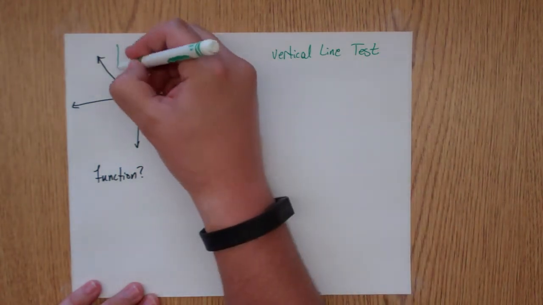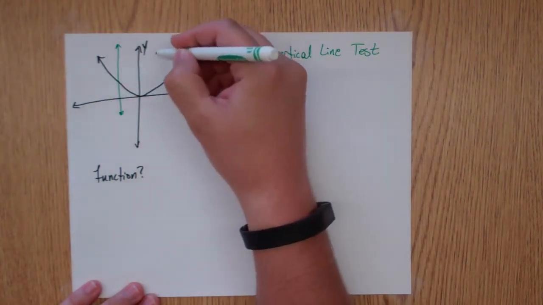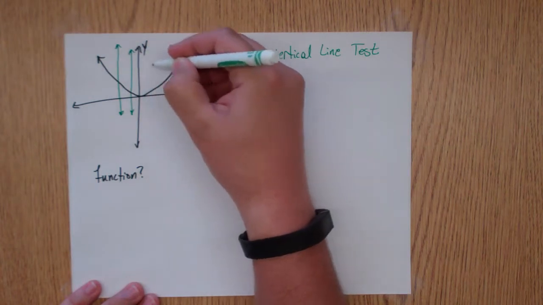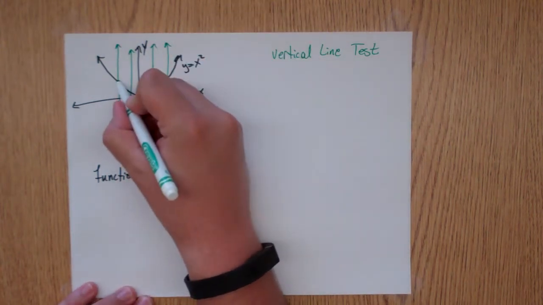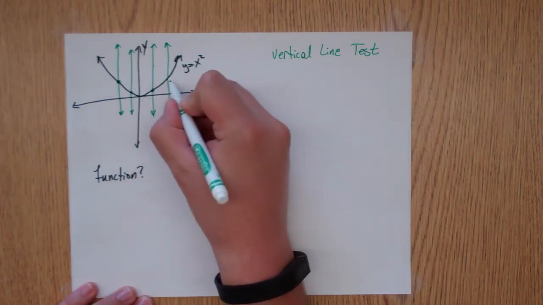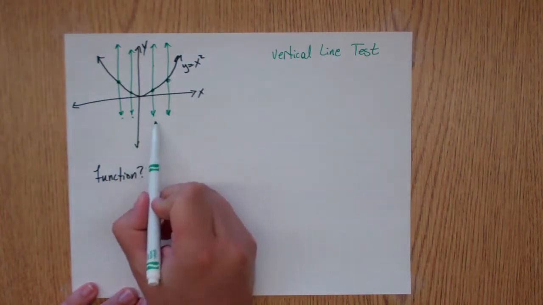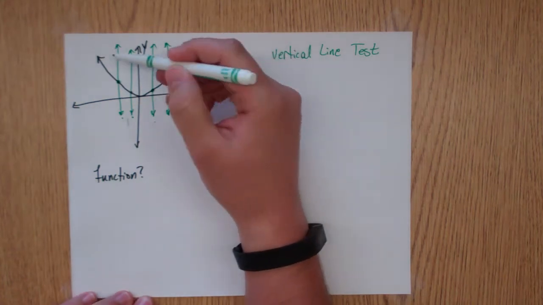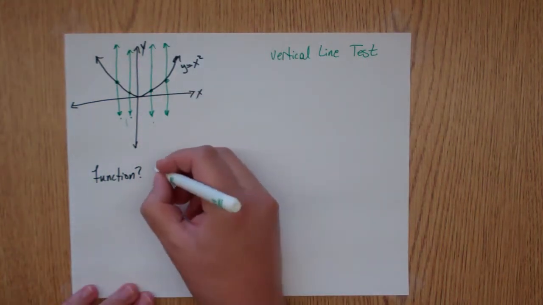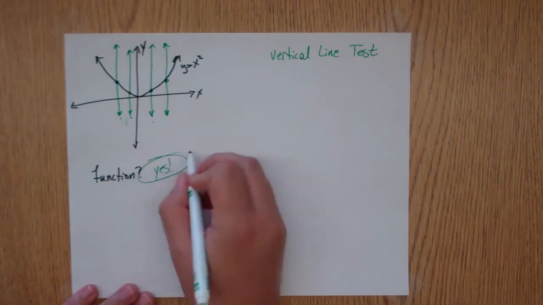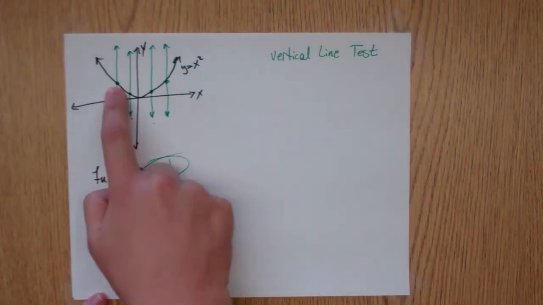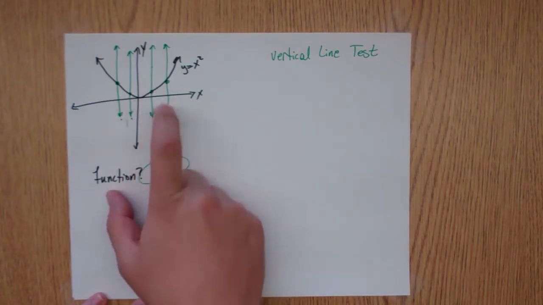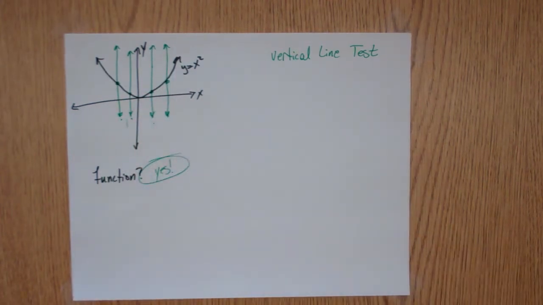If you can draw a vertical line anywhere, doesn't matter where you put it, and you only hit the function once. So as you can see, regardless of where my line is, I only cross the graph one time. That means that yes, this is a function, because I can put my line here, it hits it once. Put my line here, hits it once. Here once, here once. So there you go. Now, let's look at a different graph real quick.